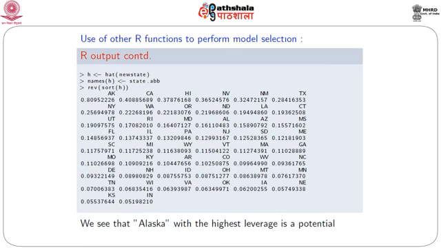By H, we denote the hat values of the new state data set, and we use the function rev sort on the hat values, and we see that Alaska has the highest leverage and is a potential outlier. So, we can remove that row of data and we can perform the previously discussed variable selection techniques to obtain the significant variables.